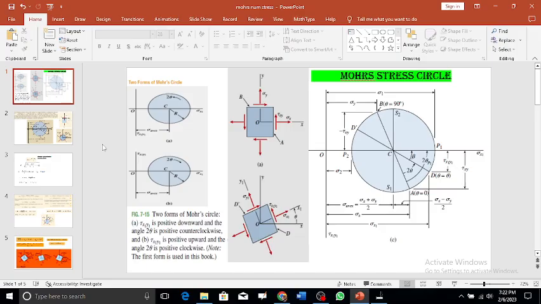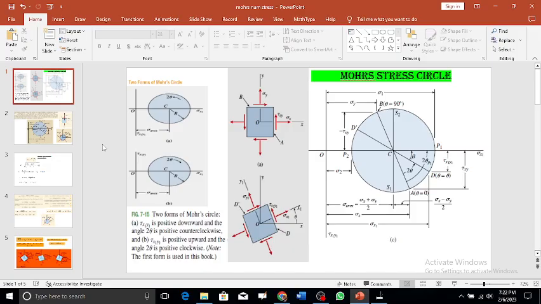Okay, so the problem at hand is that we have to study the Mohr stress circle. In the previous videos, we have already understood and studied the Mohr strain circle, and we solved it on the MDS software to fully understand it. For the Mohr stress circle, we have two options.